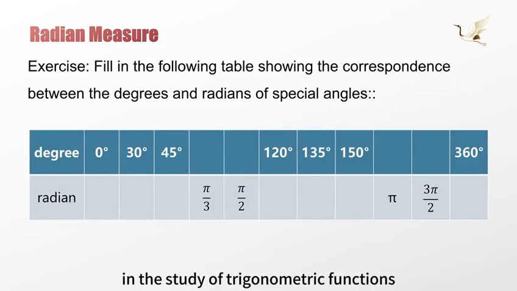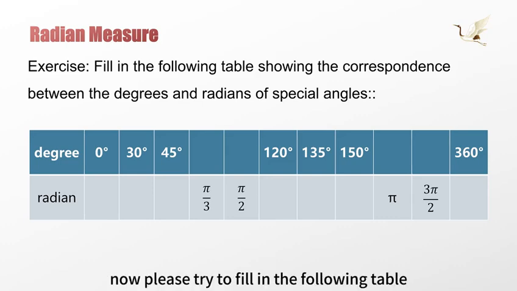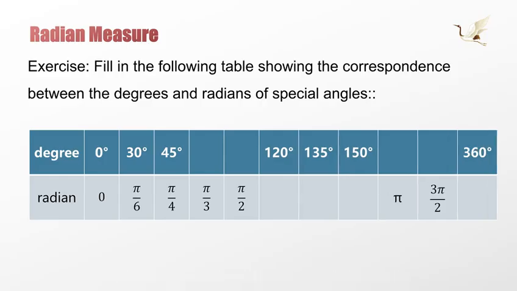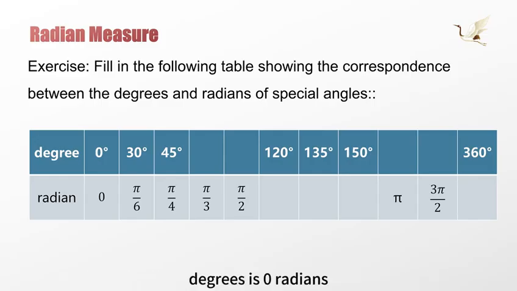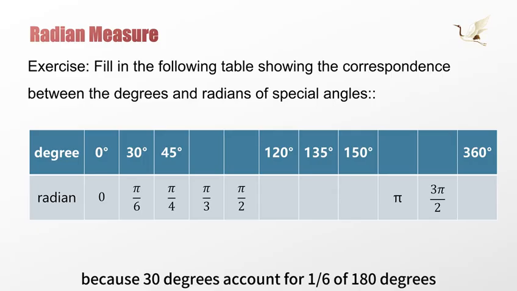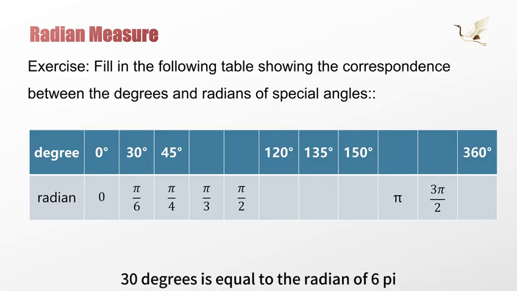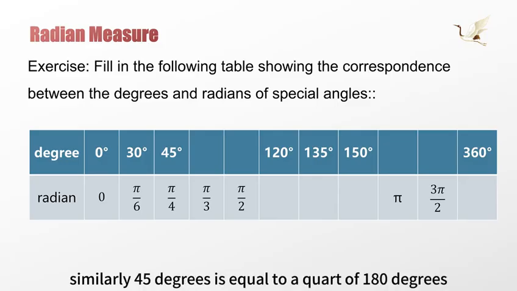In the study of trigonometric functions, we often involve the conversion of radians and degrees for special angles. Now please try to fill in the following table of degrees and radians of special angles. First, the number of radians corresponding to 0 degrees is 0 radians. Because 30 degrees accounts for 1/6 of 180 degrees, 30 degrees is equal to pi over 6 radians. Similarly, 45 degrees is equal to 1/4 of 180 degrees.